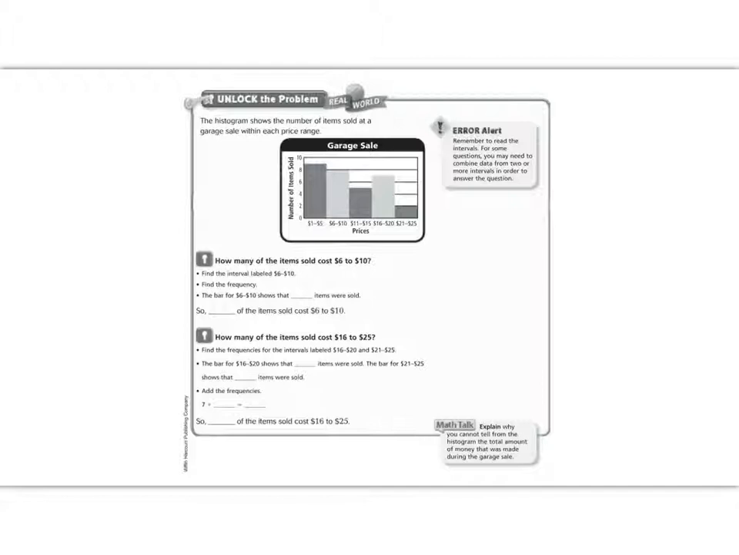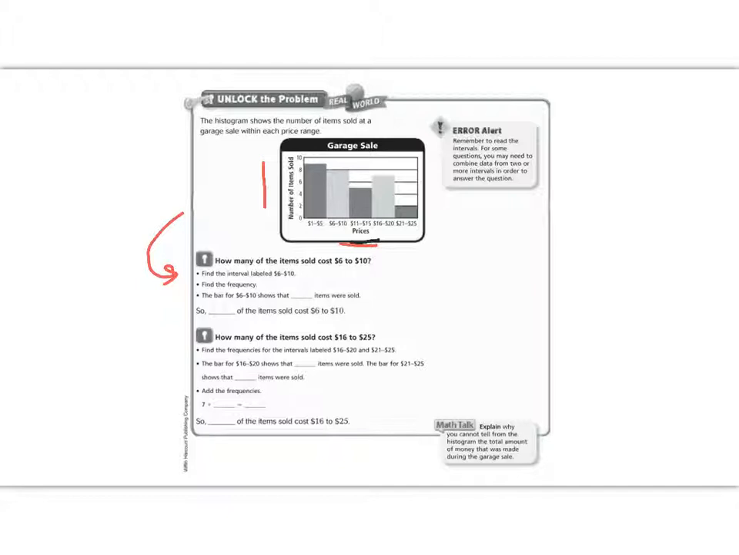So it says, a histogram shows the number of items sold at a garage sale within the price range. So we have prices along the bottom, and we have number of items sold on the y-axis. Let's look at the first couple questions and analyze the data.